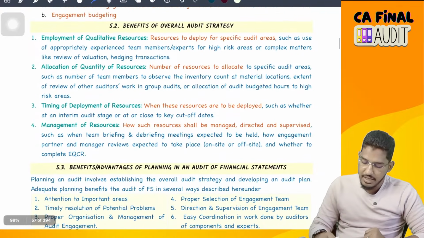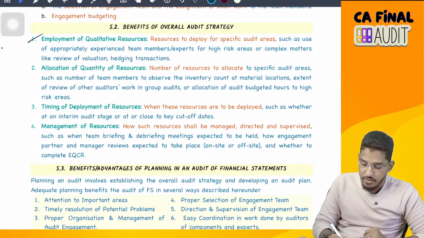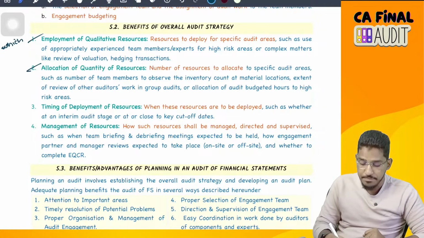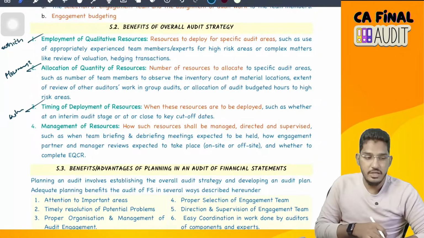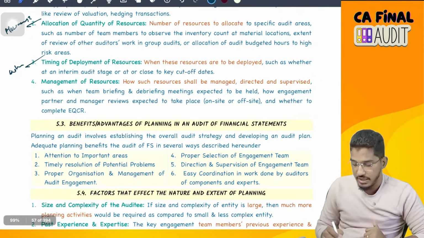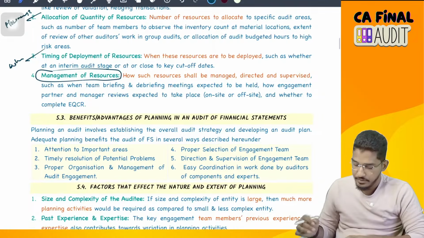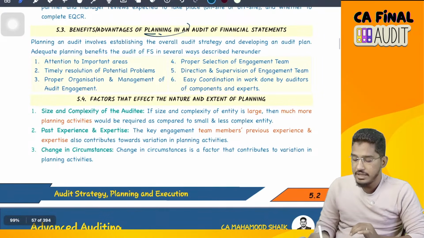So 3 questions it will answer. By establishing the audit strategy, you will benefit in 3 ways. First one, which resources are required to be deployed, that is qualitative, experienced or less experienced. Number 2, how many resources are required to be deployed. Third one, timing, when the resources are required to be deployed. And not just that, by having an overall audit strategy, you can better manage your resources also. Better management of the resources is also going to happen. Then what are the benefits or advantages of planning?